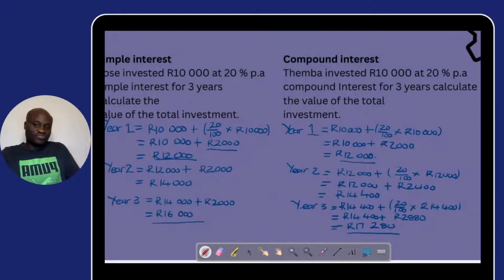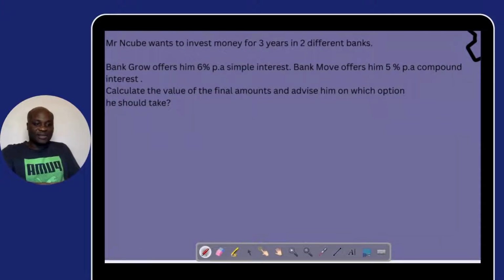So boys and girls, do you see what is happening here? When you use simple interest or compound interest with the same values, after period number one, or year number one, there will be a difference, and the compound interest is always higher. Always remember that. Let's do a scenario and see where we're coming from.